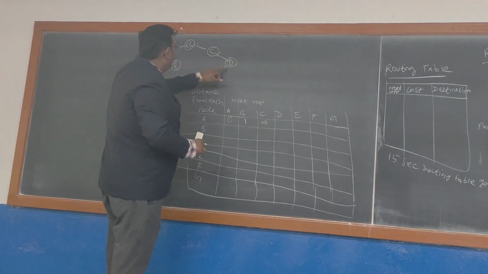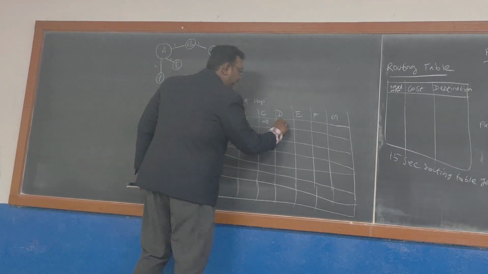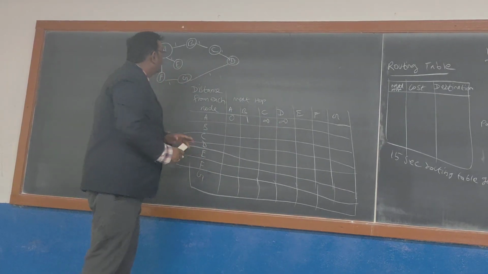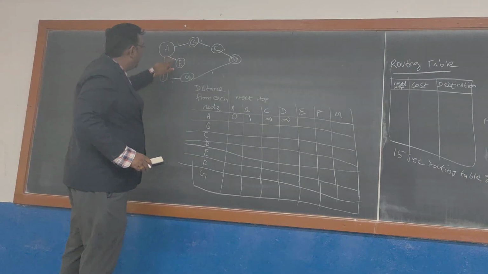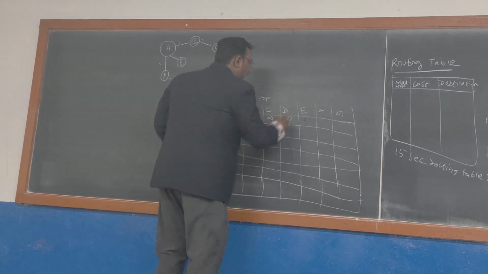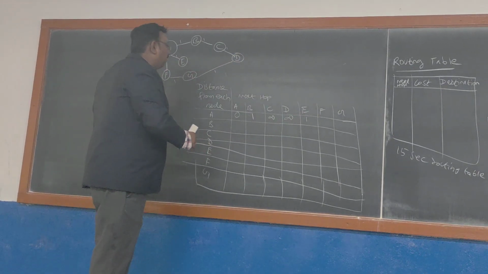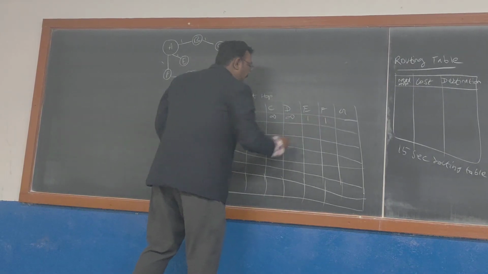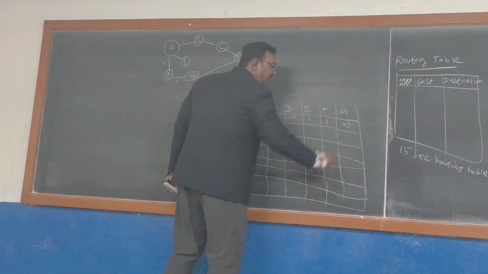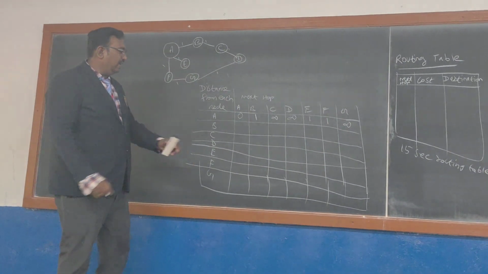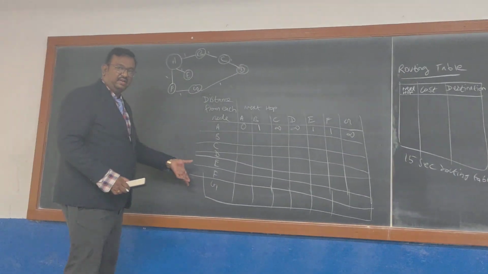Likewise, from A to D, we don't have a direct path, so you put infinity. From A to E, you have a direct path, so you put 1. Then A to F, you have a direct path, so you put 1. A to G, you don't have a direct path, so you put infinity. Likewise, you fill in each and every node.